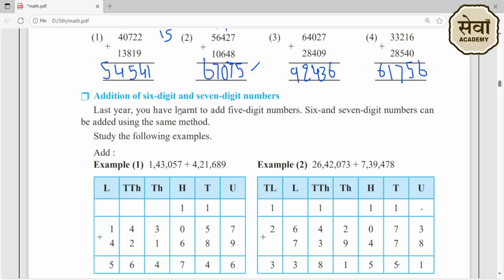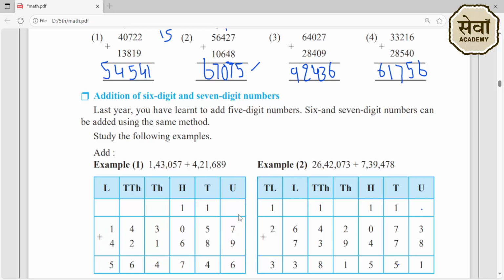Addition of the 6-digit and 7-digit numbers. Last year you have learned to add 5-digit numbers. 6-digit and 7-digit numbers can be added using the same method. Study the following examples. Add 1,43,057 plus 4,21,689.